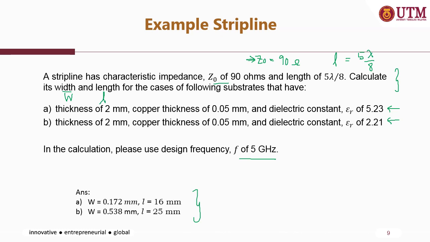You need to calculate the width and the length for two different cases, which use different properties of substrate materials where the strip line is sandwiched. In the calculation, use the frequency F equal to 5 GHz. The answer is shown. However, as I mentioned earlier, you need to show clearly your steps, which include the general equation, and then include the values into the equation before your final answer.